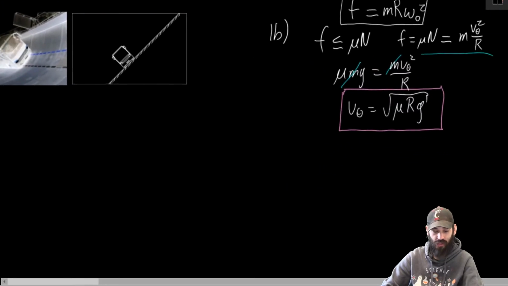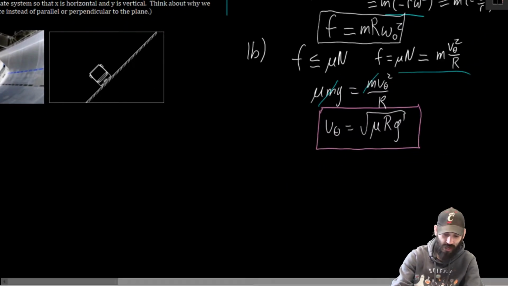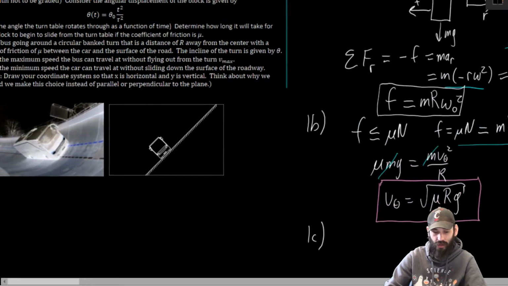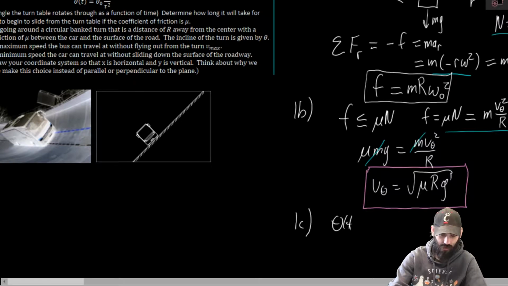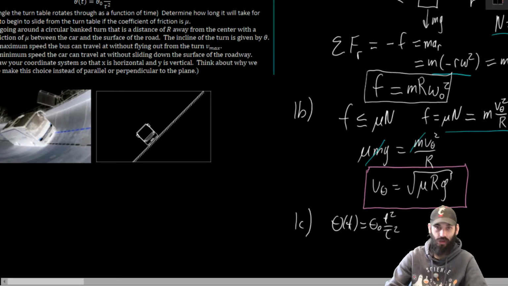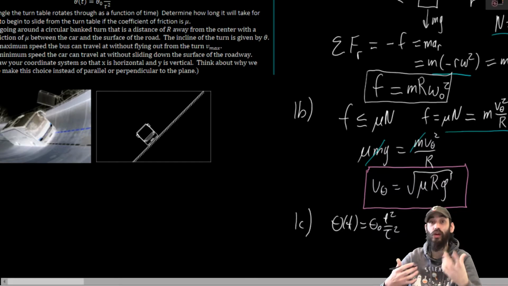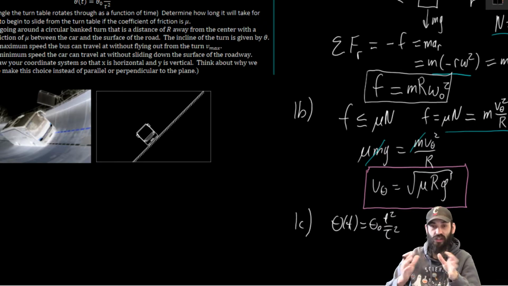1c was kind of a challenge question. For 1c, imagine you have some theta as a function of time. Theta of t is equal to theta 0 times t squared over tau squared. So this is going to have some acceleration with theta. It starts out initially at rest at the angle theta equal to 0, and then the angle is going to accelerate. Or the turntable itself is going to accelerate, is what this is saying.